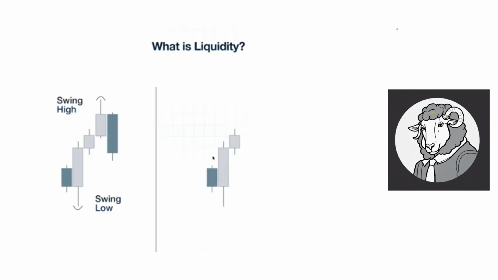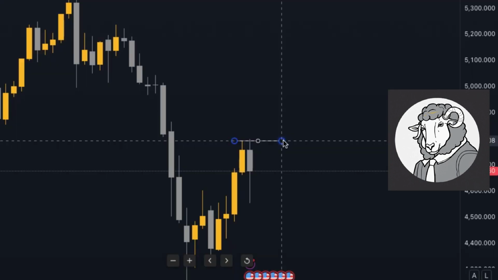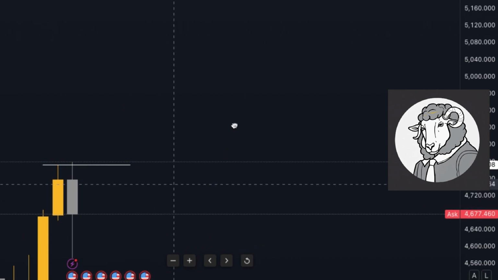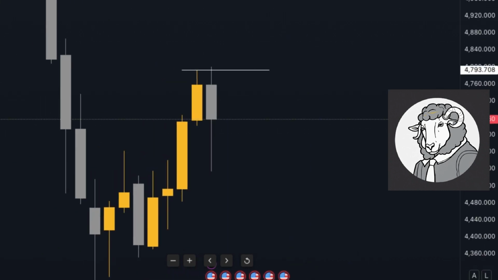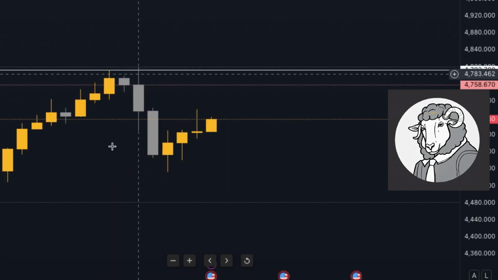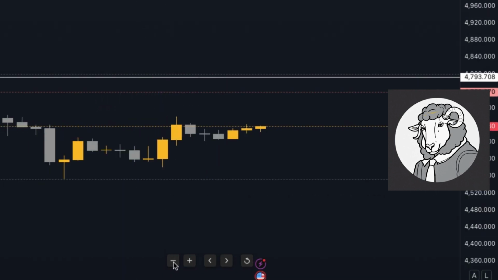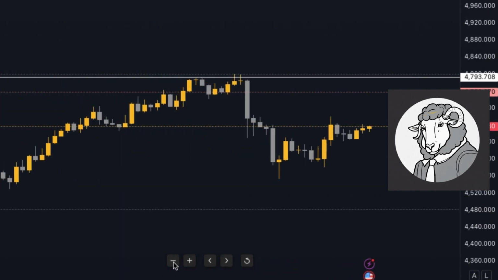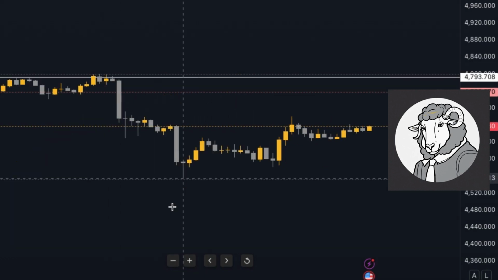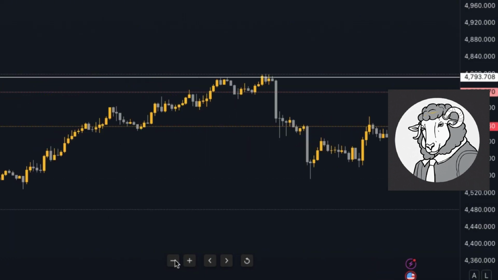Now, what most miss or fail to understand is that this is also liquidity. This line shows a previous candle low. Below previous candle lows and highs, there is liquidity. As an example, let's look at this daily TF. This previous candle high, but if we go into lower time frames, we will see that it's a swing high. This shows us swing points from different time frames.